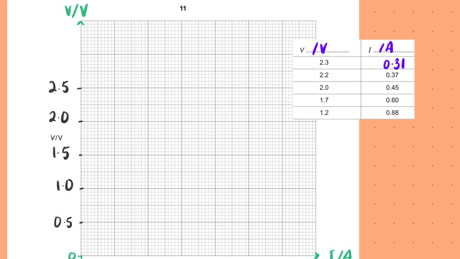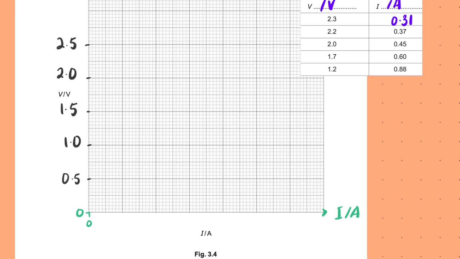Now for the current axis, we go up to 0.88. So how about 0.1, 0.2, 0.3, 0.4, 0.5, 0.6, 0.7? All right, so this is not going to work out either because you have to go up till 0.88. So let's say 0.2, 0.4, 0.6, 0.8. This is the best we can do. So 0.2, 0.4, 0.6, and 0.8. And then this one, let's also mark the next one, 1.0.